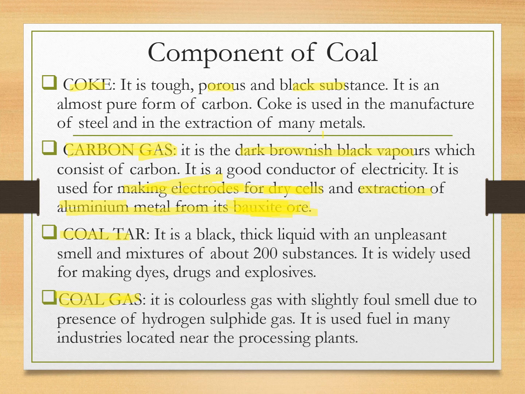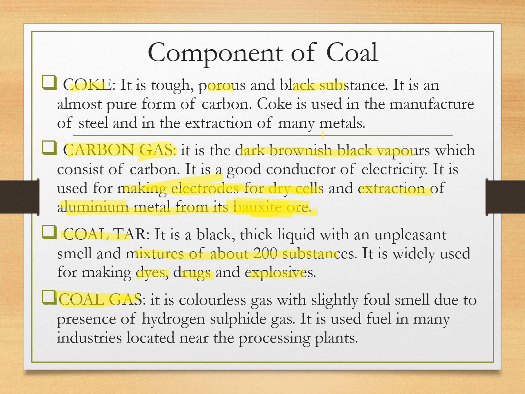Next we have coal tar. It is a thick liquid with an unpleasant smell. It consists of a mixture of more than 200 substances, and it is widely used for making dyes, different colors, drugs, explosives, and whatever else.